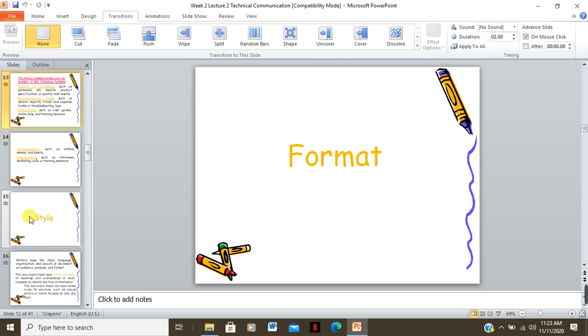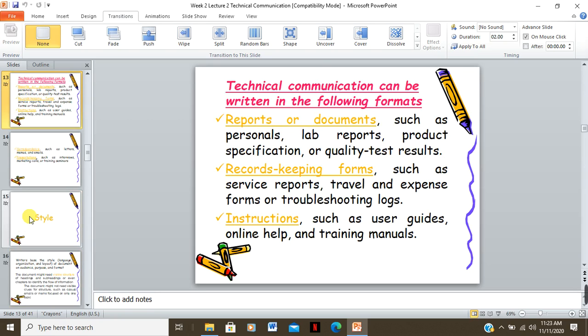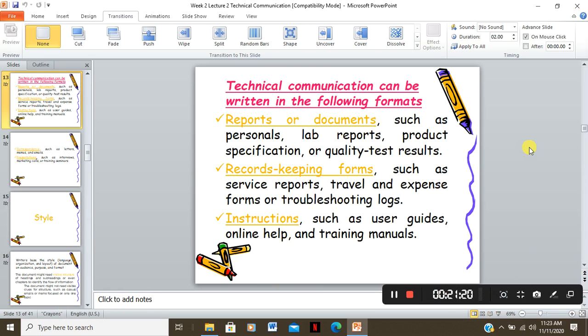Format. Another important thing to know while communicating technically is the format. Technical communication can be written in the following formats. They can be reports or documents such as personnel lists, lab reports, product specifications, or quality test results, or they can be record-keeping forms such as service reports, travel and expense forms, or troubleshooting logs, or they can be instructions such as user guides, online help and training manuals. You can see that different formats are used for different kinds of information.